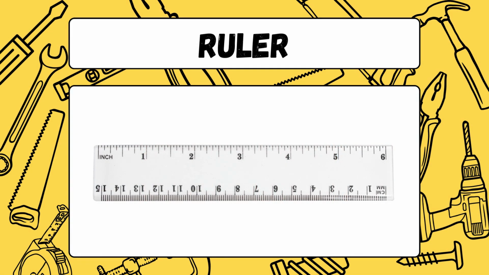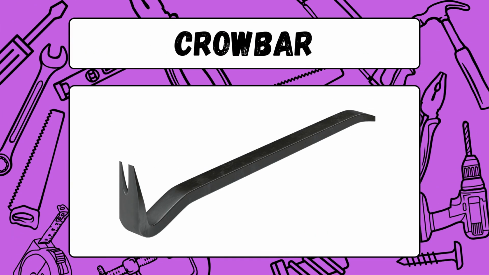Ruler. A ruler is a straight, flat tool used for measuring length or drawing accurate straight lines. Crowbar. A crowbar is a heavy metal tool with a curved end used for prying, lifting, or demolishing objects.